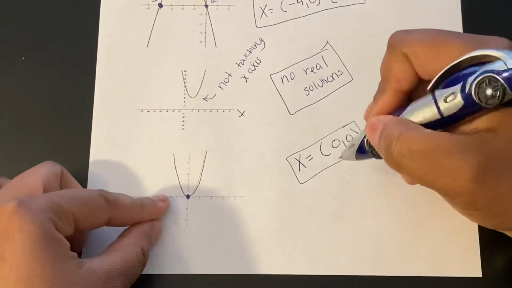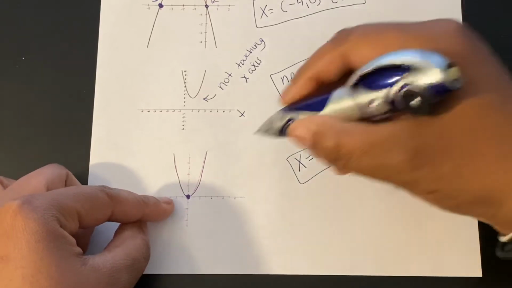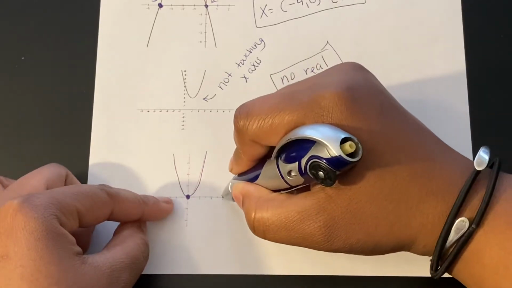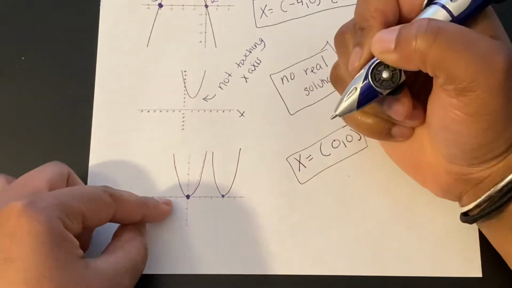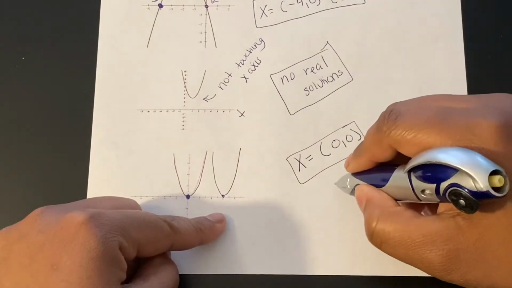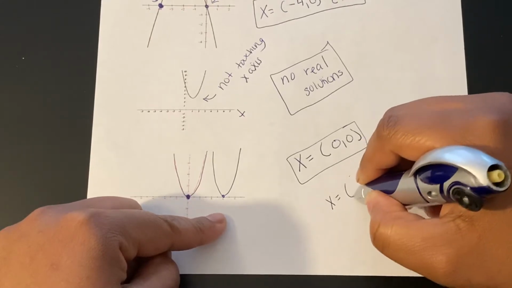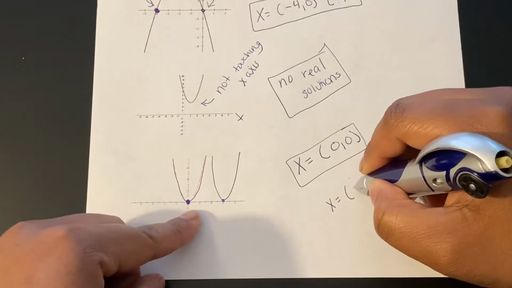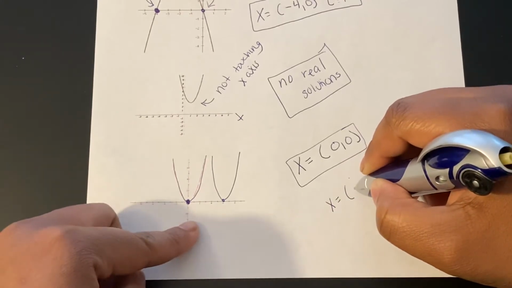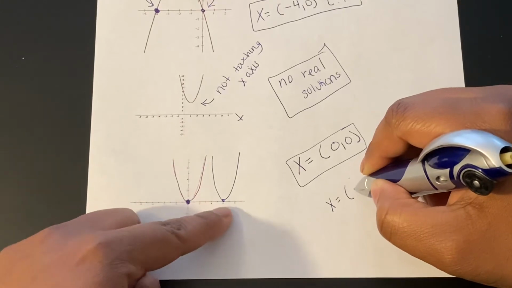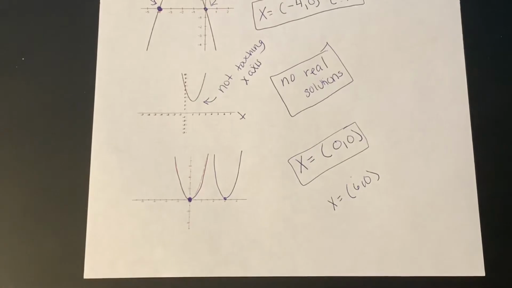Now, for this problem, it touched the x-axis at 0, 0. There could always be a scenario where it touches the x-axis somewhere else just once, such as this, where then the answer would be x equals the point, what is this? 1, 2, 6. So 6, 0. Okay? And that would be your answer.